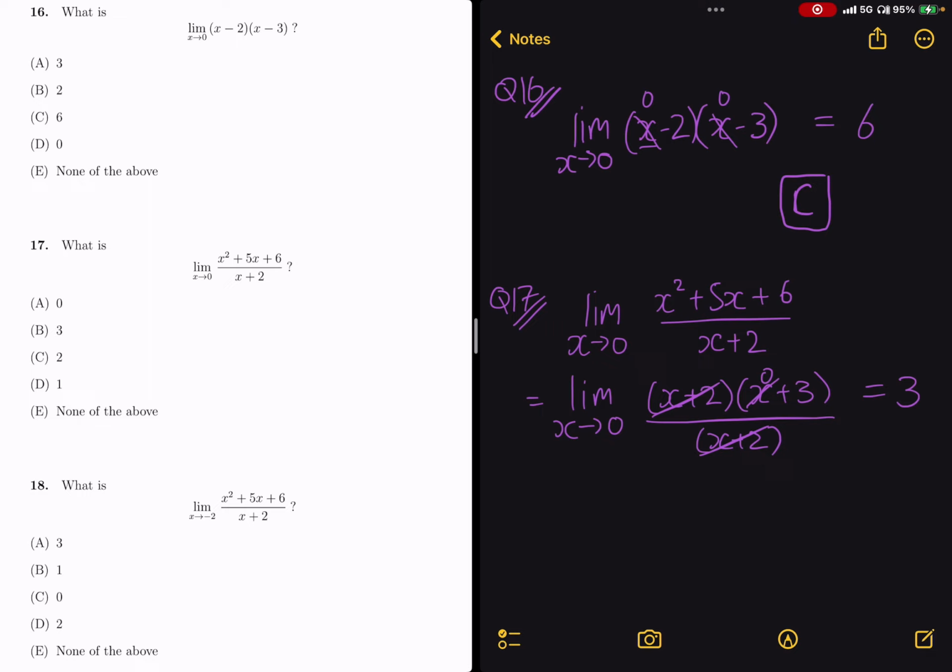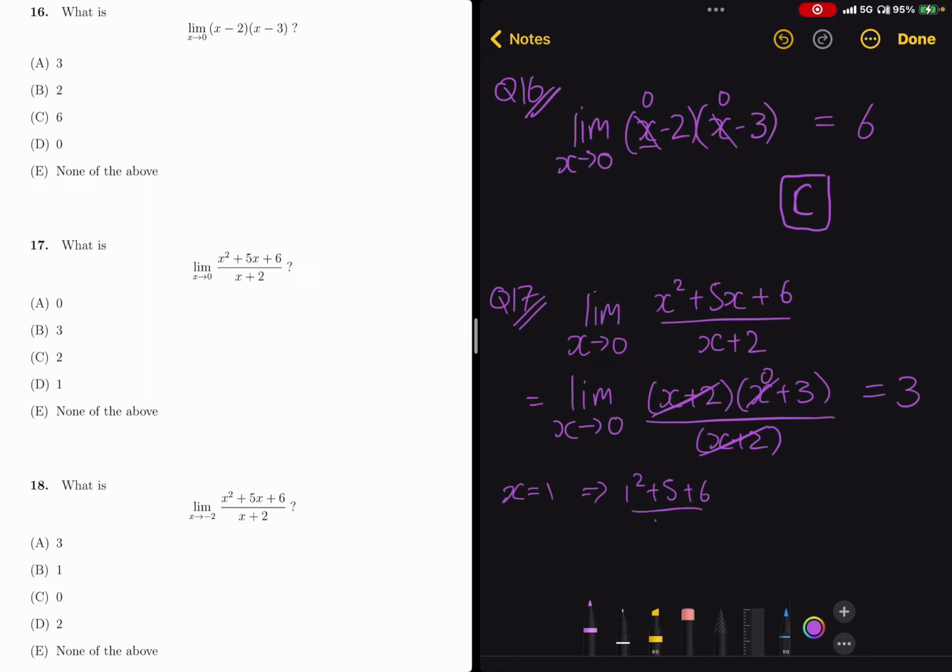In this case, we could check from both sides. We could have a look at what happened from both sides. So let's let x equal 1 just quickly and use this first function. You'll notice if x equals 1, we get 1 squared + 5 + 6 over 1 + 2. That's 12 on 3. That's 4.